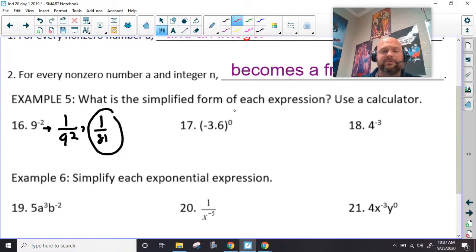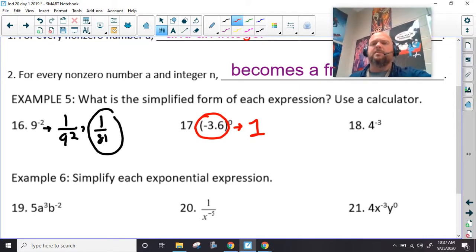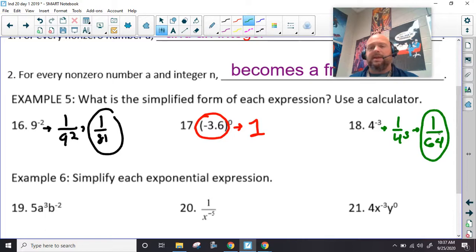Now, here's what's really fun. Anything to the 0 power. Notice how all this is in this parenthesis. This becomes 1. Anything to the 0 power is 1. It says use your calculator. Use your calculator, try to prove me wrong. I don't care. And then this becomes 1 over 4 to the 3rd power, which becomes 1 over 64. I don't know how I remembered that. I could have used my calculator.